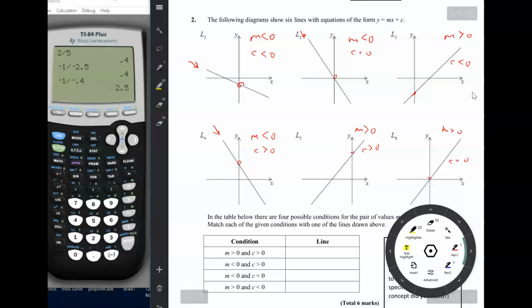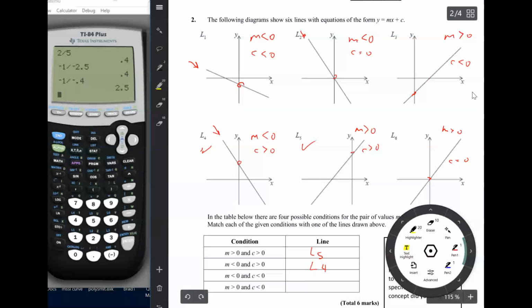Okay. Now that we've classified each one of these in terms of m and c, let's go down and look at the bottom. M is greater than 0 and c is greater than 0. Which one has m greater than 0 and c greater than 0? Looks like L5. What about m less than 0 and c greater than 0? Looks like this one, L4.